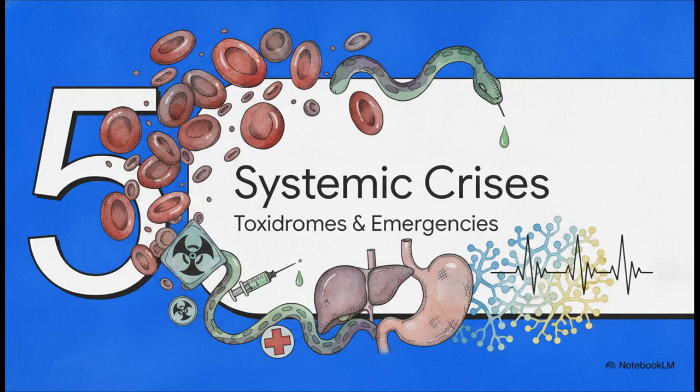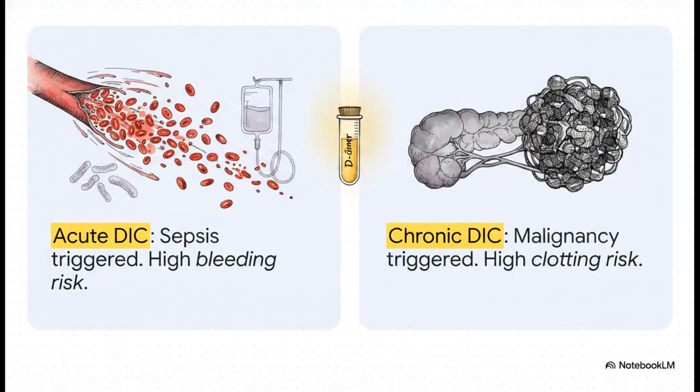Let's bring it home with Section 5, Systemic Crises and Toxidromes. You've got to be able to tell acute from chronic disseminated intravascular coagulation, or DIC. Acute DIC is usually set off by sepsis, severe trauma, or obstetric emergencies. It chews through coagulation factors fast, so you see prolonged coags, low platelets, and a massive risk of severe bleeding.